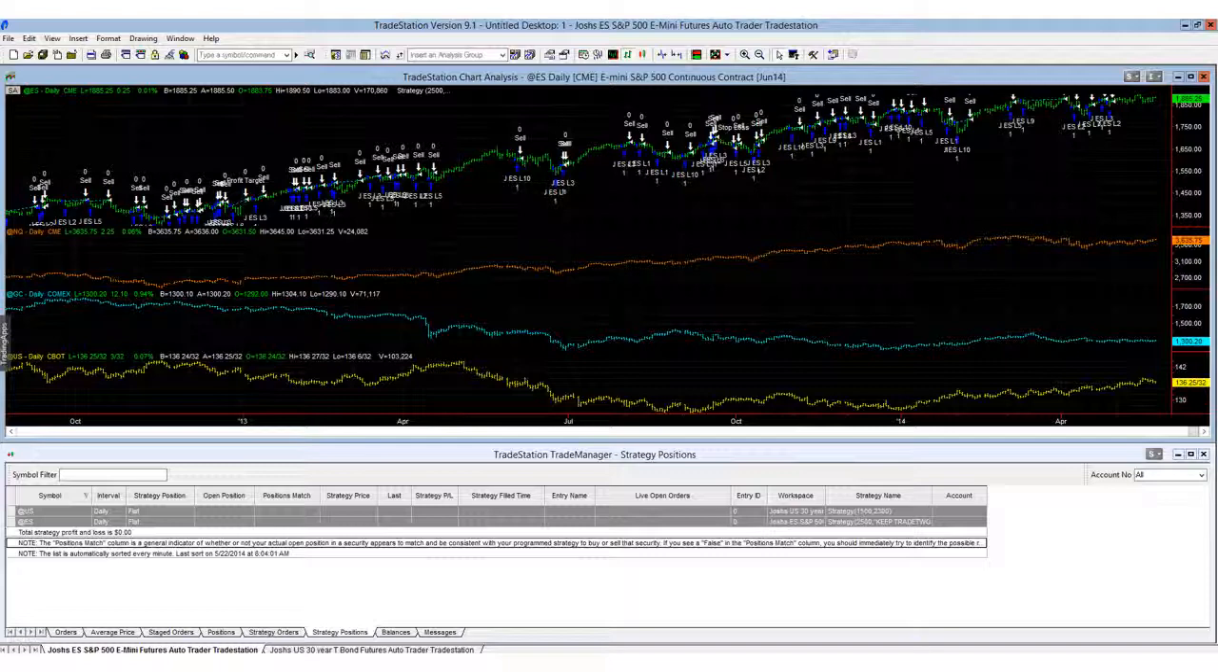This is my S&P 500 E-mini futures trading system that's currently available on Tradestation. As you can see, there are quite a number of trades. It takes about 35 trades a year. This is on a daily chart. I use daily charts for all my trading systems. I don't trade intraday.